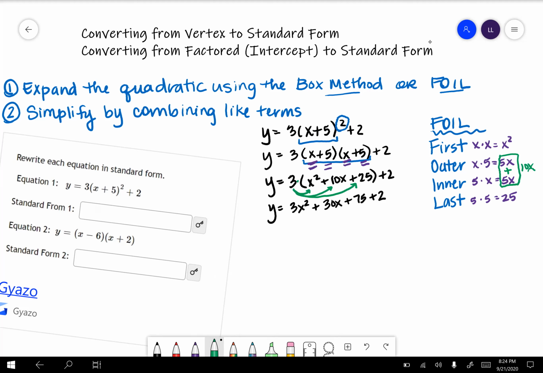Now we're going to combine like terms. Again, squared and linear terms are not like terms, so we cannot combine those. But these two constants we can combine. 75 plus 2 is 77. Therefore, my function in standard form is 3x squared plus 30x plus 77. So this is what we write here: 3x squared plus 30x plus 77.